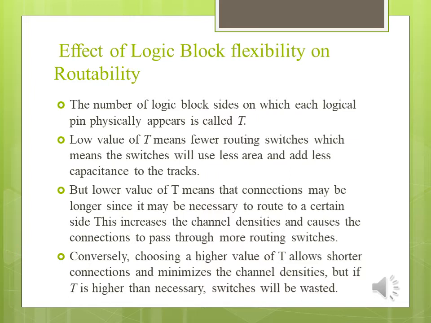connections may be longer, since it may be necessary to route to a certain side of the logic block. This increases the channel densities and causes the connections to pass through more routing switches. Conversely, choosing a higher value of T allows shorter connections and minimizes the channel densities. But if T is higher than necessary, switches will be wasted.